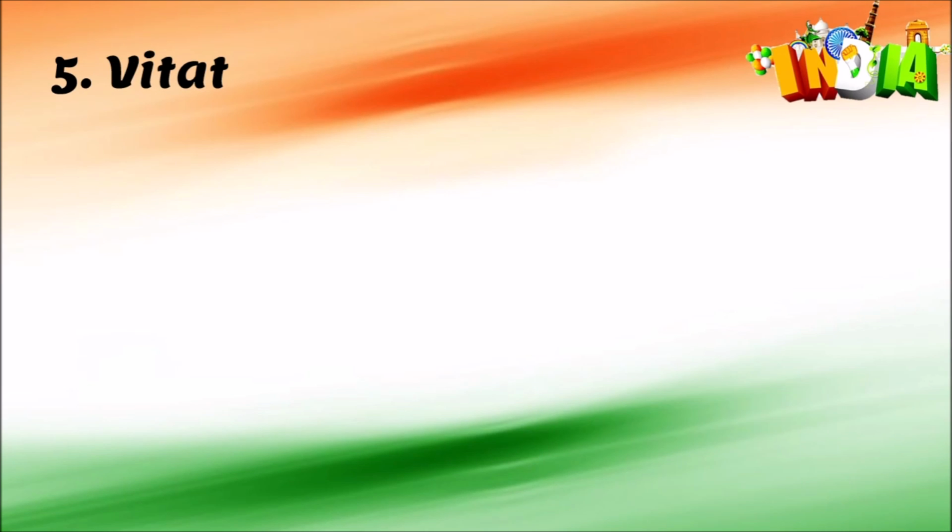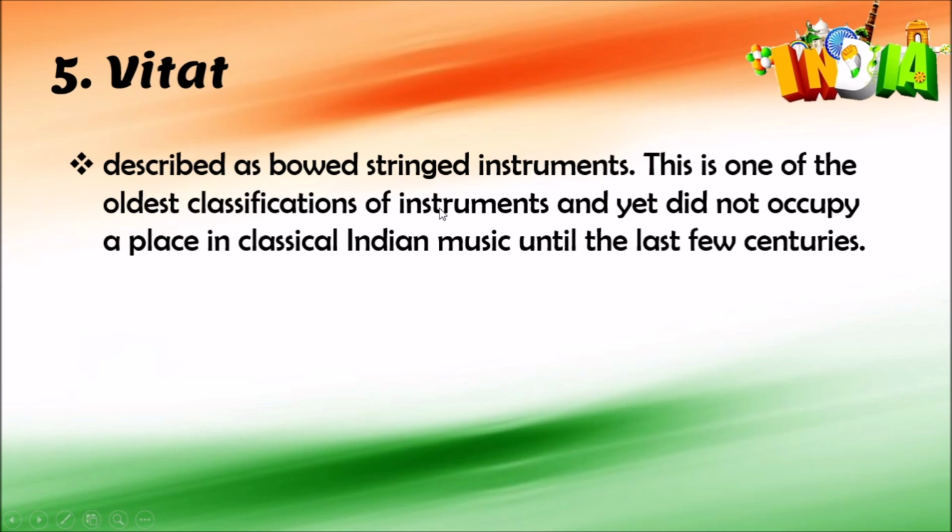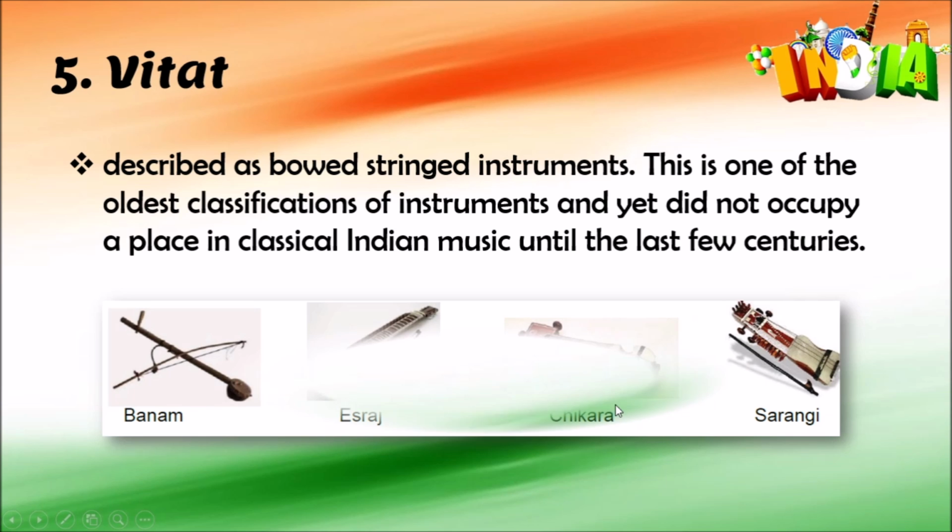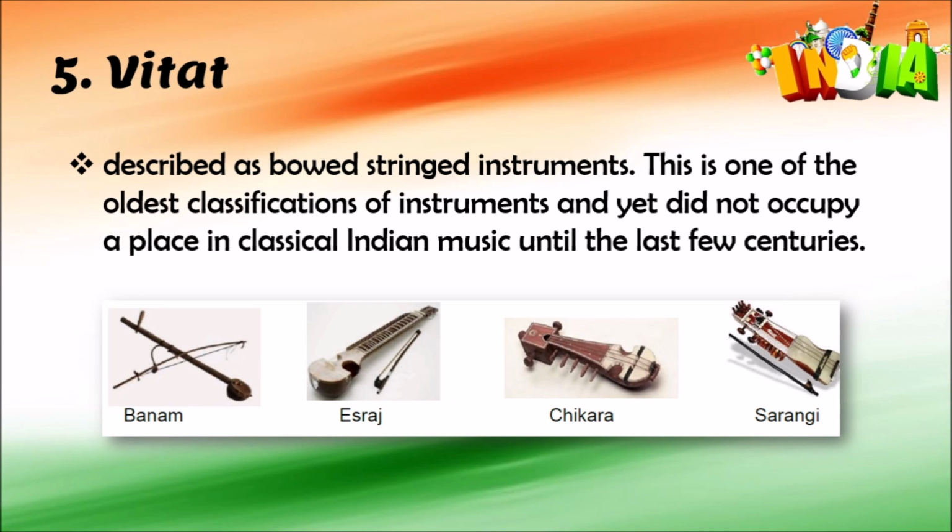Last classification is Vitat. It is described as bowed string instruments. This is one of the oldest classifications of instruments and yet did not occupy a place in classical Indian music until the last few centuries. Like Banam, Asraj, Chikara, and Sarangi.